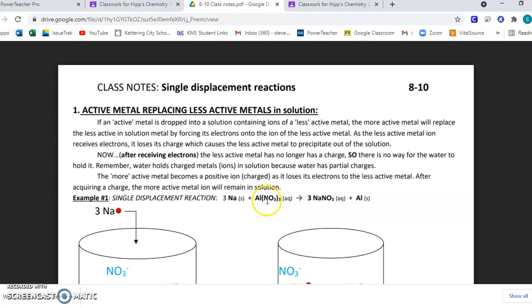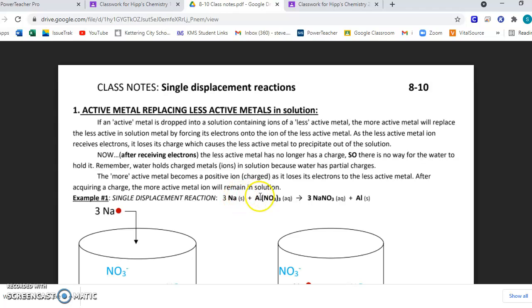How do I know aluminum nitrate is a salt? We have a metal with nonmetals, in this case a polyatomic ion, the nitrate ion, which is 1 minus. And when you drop that in water, water will pull it apart. So the aluminum ions will be floating around and the nitrate ions will be floating around.